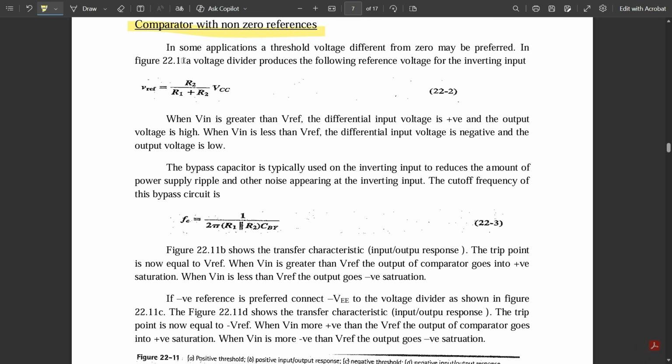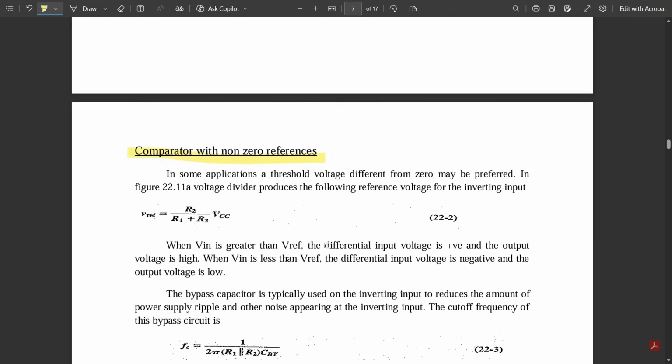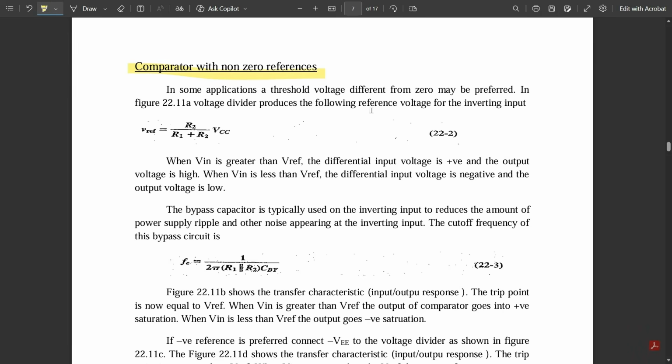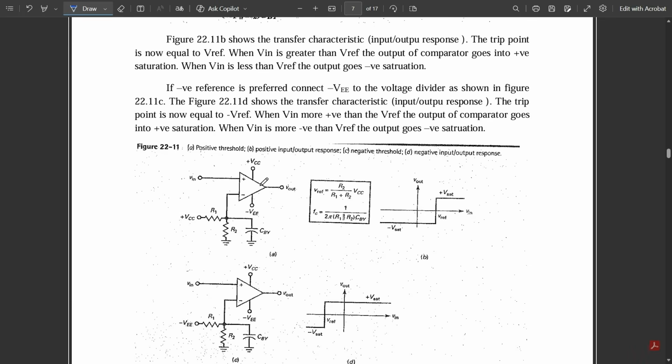In figure 22.11a, the voltage divider produces the following reference voltage for the inverting input. So this is that figure 22.11a. With respect to that, we would get the reference voltage for the inverting input as V reference equal to VCC R2 divided by R1 plus R2, because it is a voltage divider, right? In this circuit 22.11a, this is the amplifier used here, with respect to positive threshold.